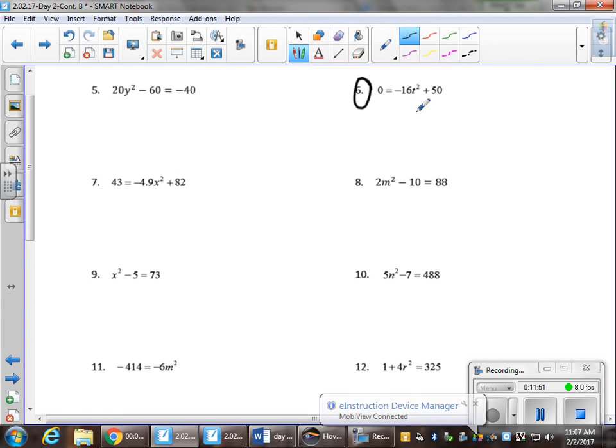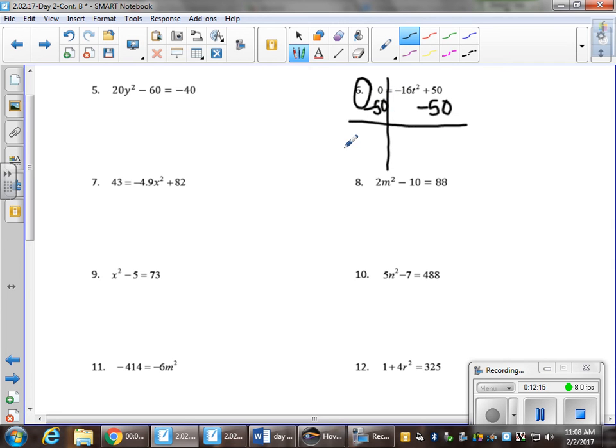Okay, so we're going to do 6. Okay, so what's the first thing we have to do? We have to get t squared by itself. So what do we do first? Subtract 50 from both sides. Subtracting 0 won't change anything, and we'll just be in the same place that we were before. So negative 50 equals negative 16 t squared.